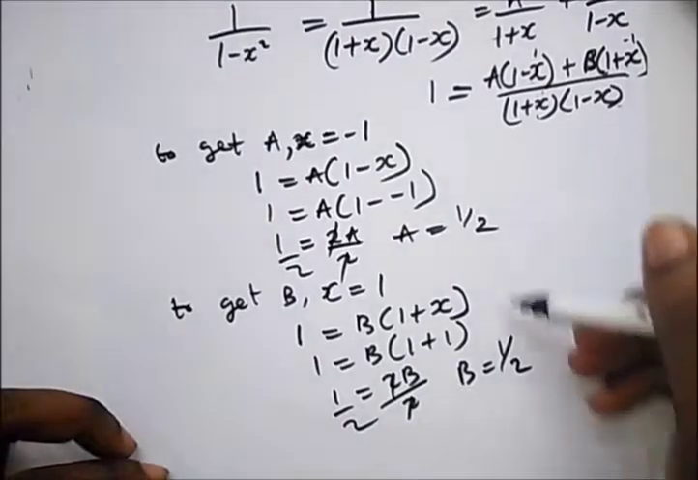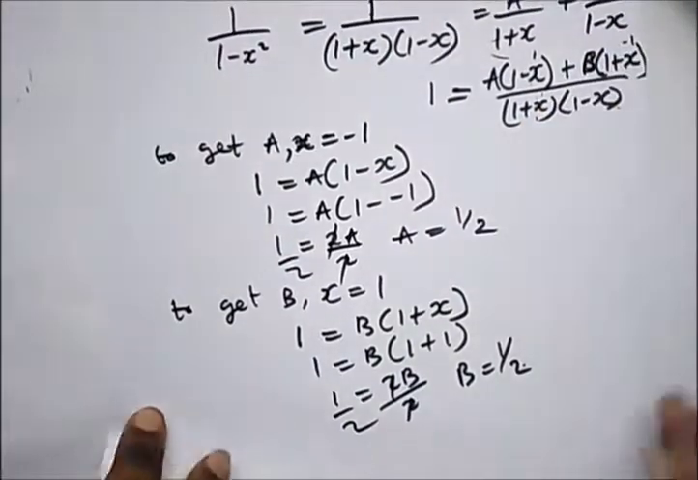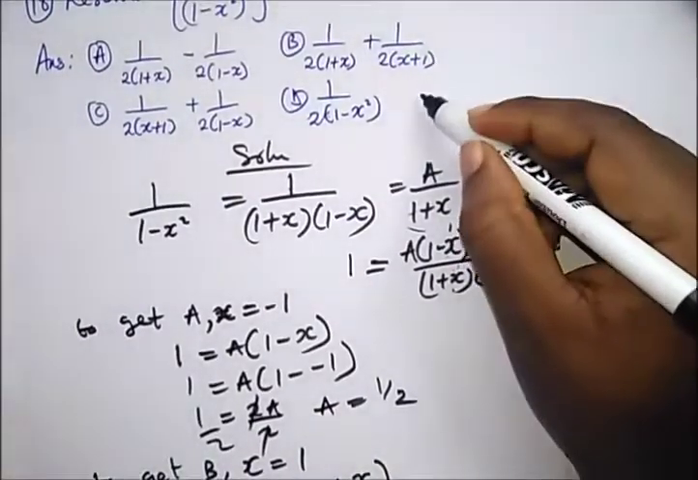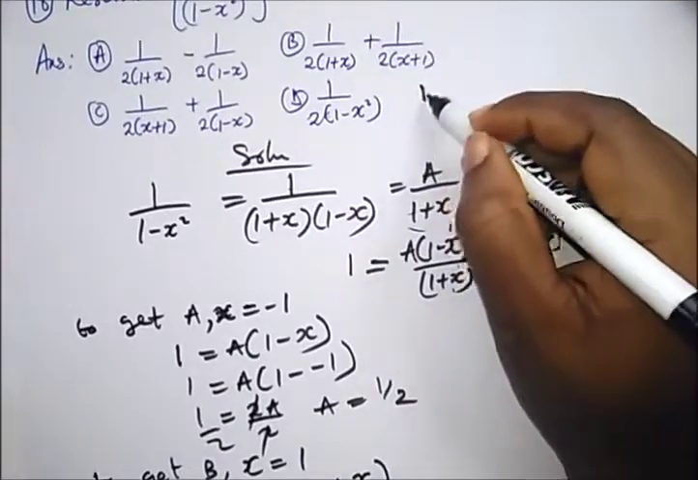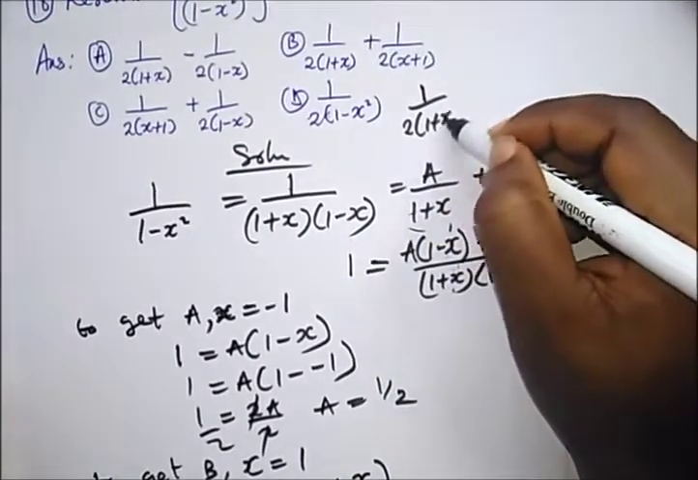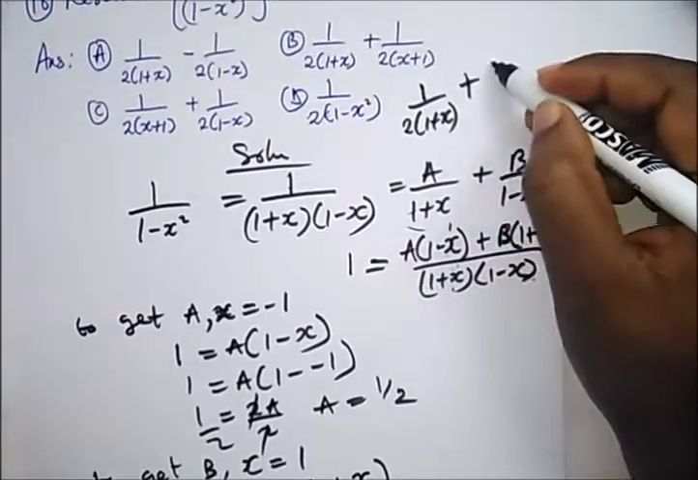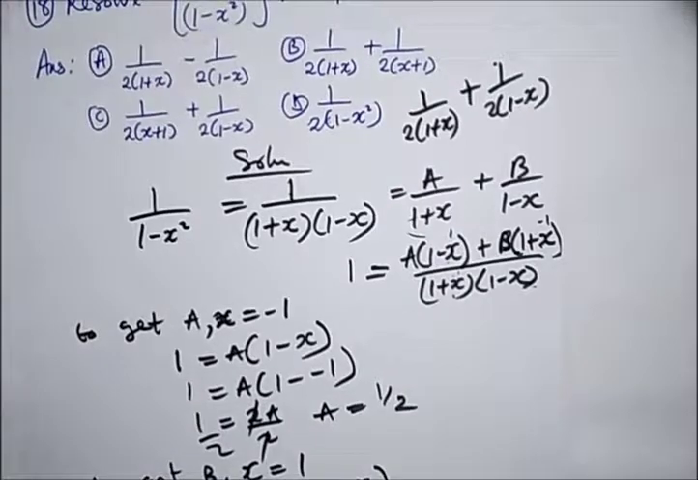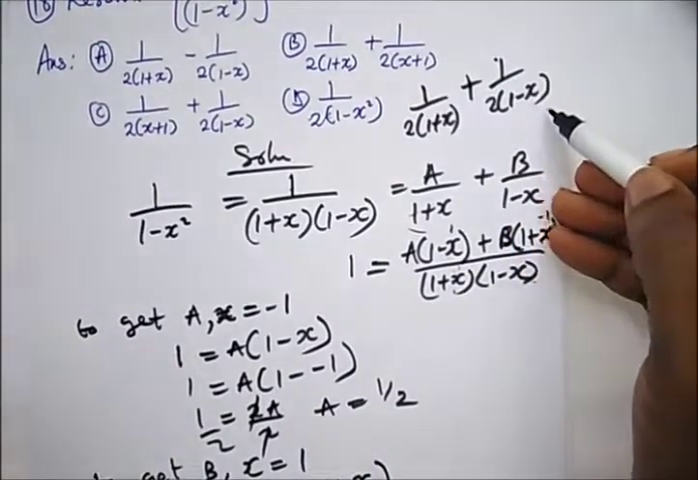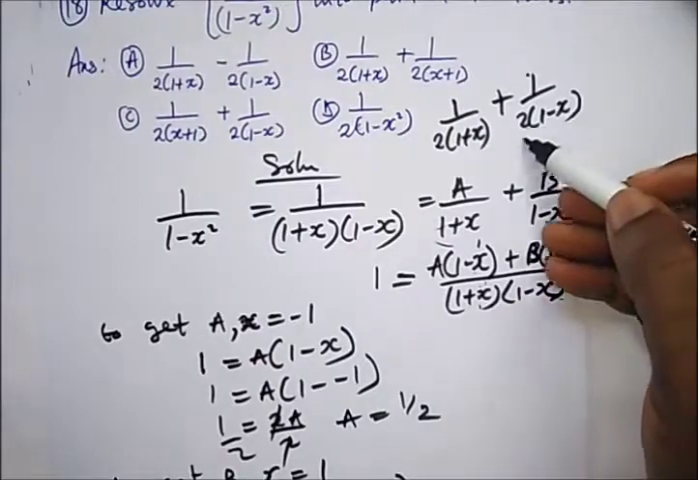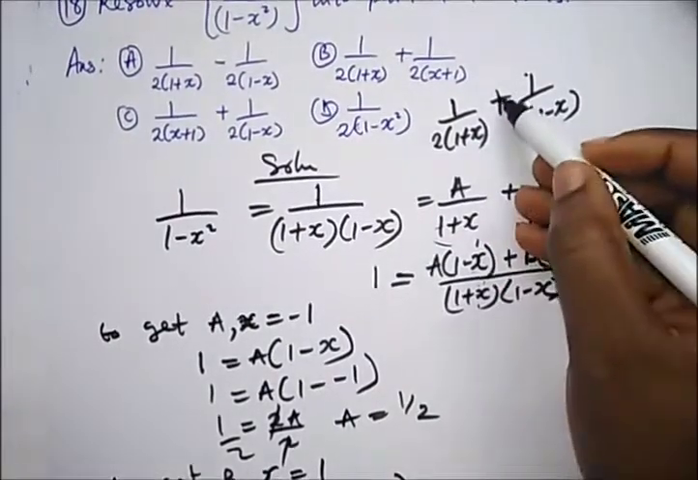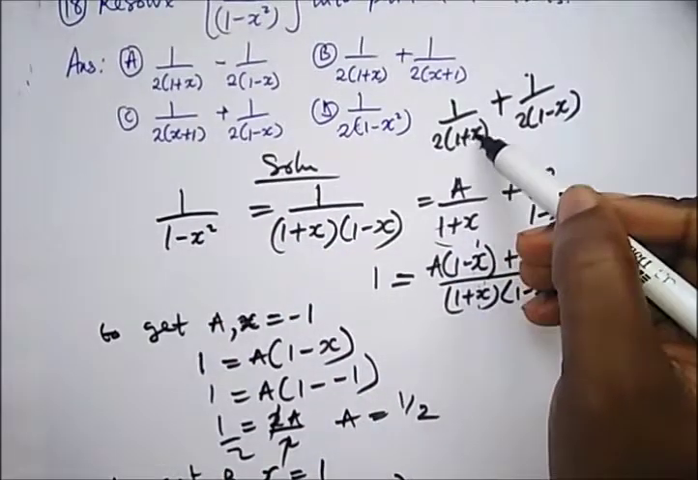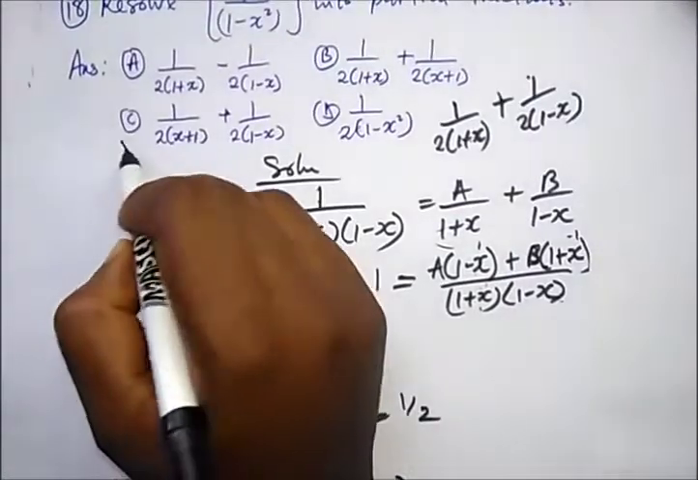So all we need to do now is put these two values into this equation. Since A is half, we have 1 over 2 bracket 1 plus x, plus B is also half, the same thing as saying 1 over 2 bracket 1 minus x. All right, so we've finished resolving it, so our right option should be option, this is a plus, and this is x plus 1, and this is also 1 plus x, which is the same thing as x plus 1. So our right option is option C.